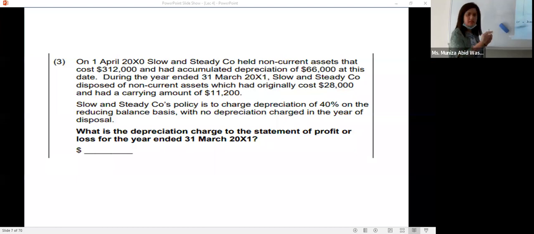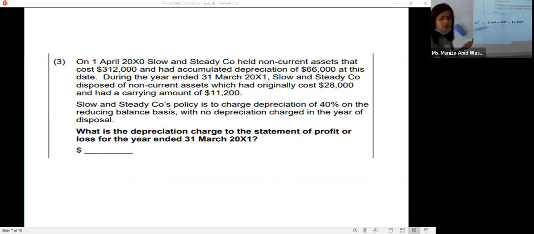Moreover, they have also told us that there will not be any kind of depreciation on the disposed of asset. In the year of disposal, there will not be any depreciation. So we can deduct the carrying amount of the disposed asset as well. How much carrying amount of the disposed asset has been there? 11200. Is it? Because there is no depreciation on that disposed asset. So when we are going to calculate the depreciation, we are going to deduct this amount. From the carrying amount, we can simply deduct the carrying amount of 11200.